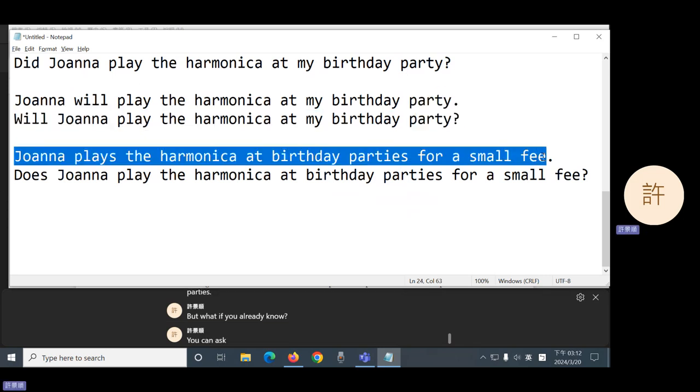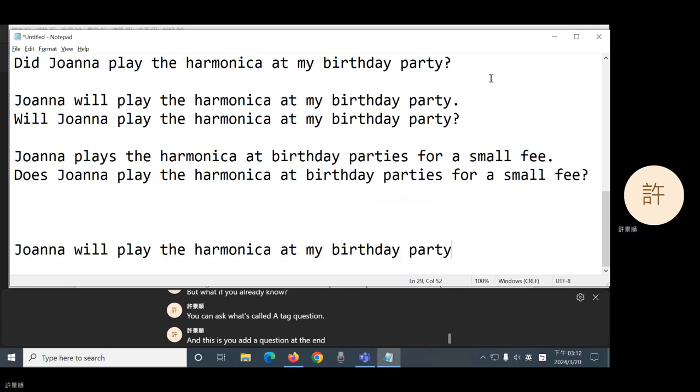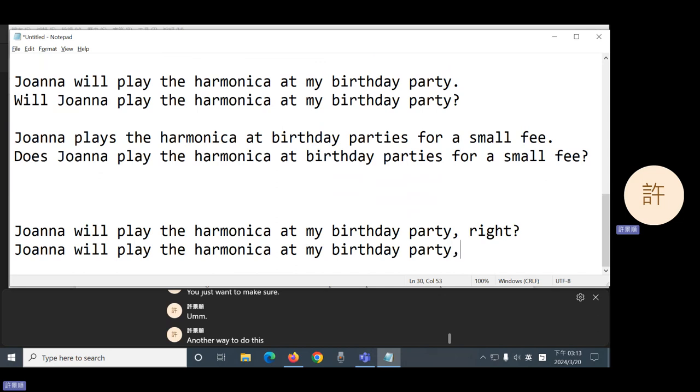You can ask what's called a tag question. And this is, you add a question at the end. Right means yes. So if this is your question, that means you think Joanna will do this. You just want to make sure. Another way to do this is to ask in the negative. This is future tense, so this is also future tense.